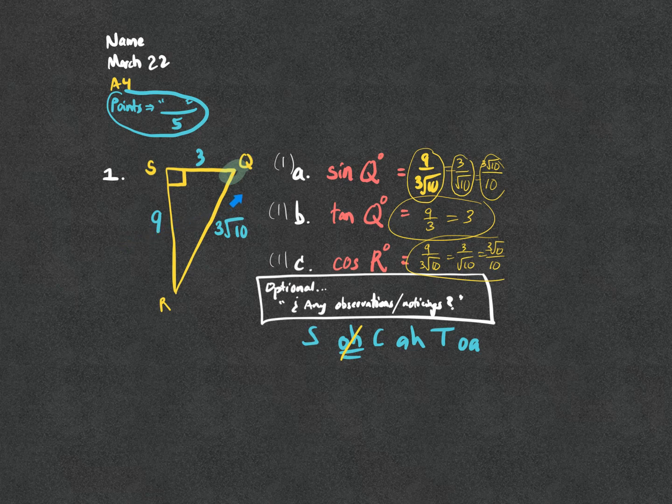We began with some review. Given this shape, find these sine, tangent, and cosine ratios. These are the answers.